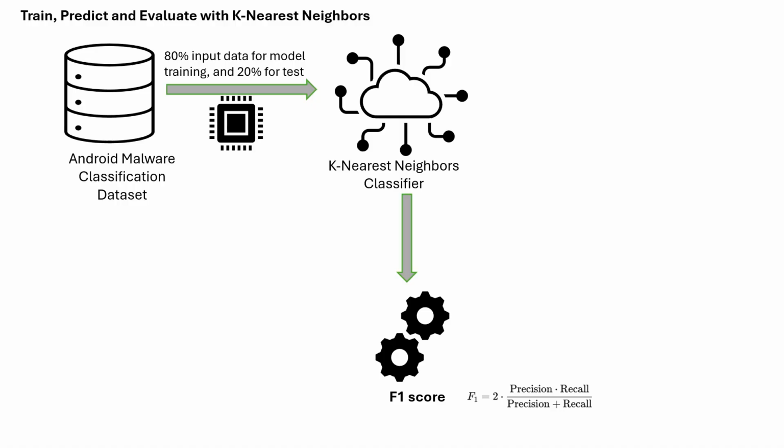Finally, we train and evaluate the model. We split the dataset into 80% for training and 20% for testing. KNN has no heavy training step. The focus is on prediction, where distances are computed for each test sample. We evaluate performance using the F1 score, which balances precision and recall, which is critical in malware detection, where both false positives and false negatives carry serious consequences. The workflow is train, predict, and evaluate with the KNN classifier.